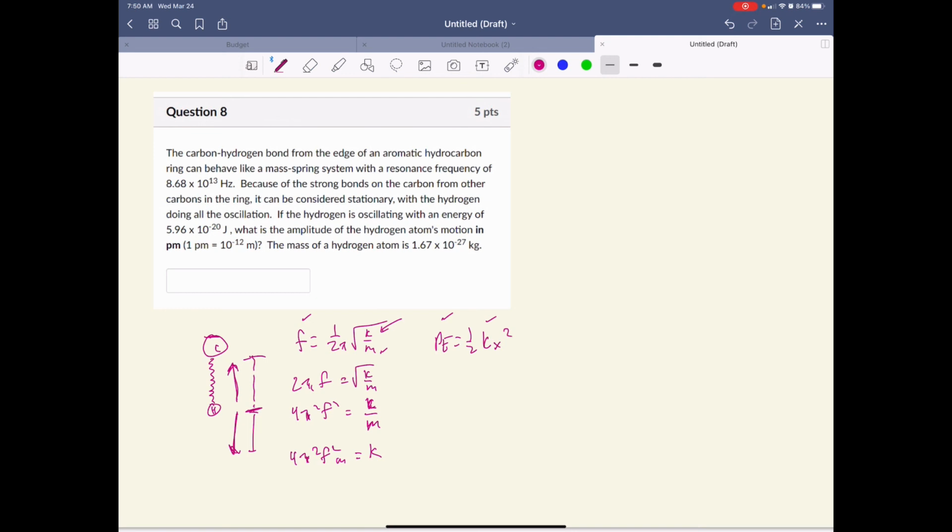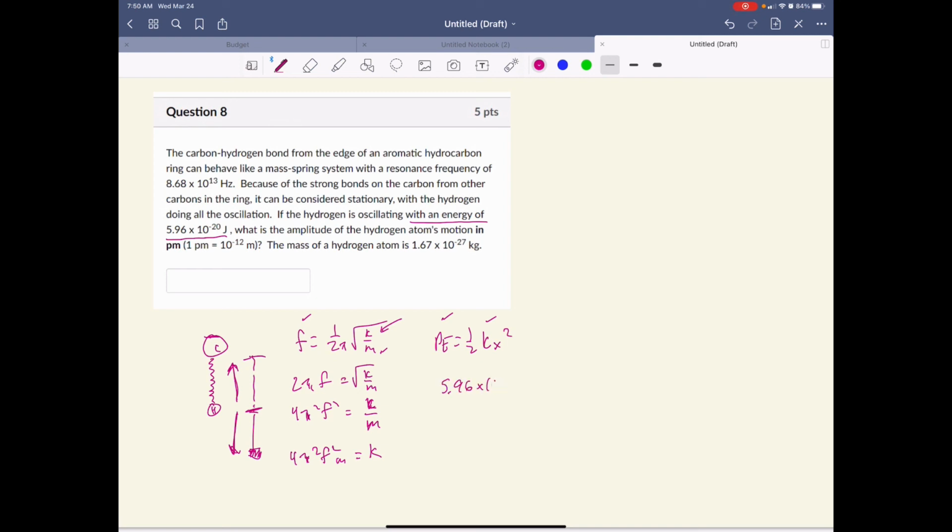So the PE is the PE, and that says it is oscillating with an energy of this. So that is going to be the total potential energy at the end of its oscillation, right? Because at the end of its oscillation down here, it's all PE. There's no KE.